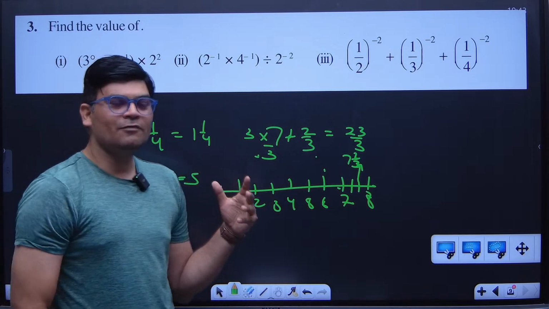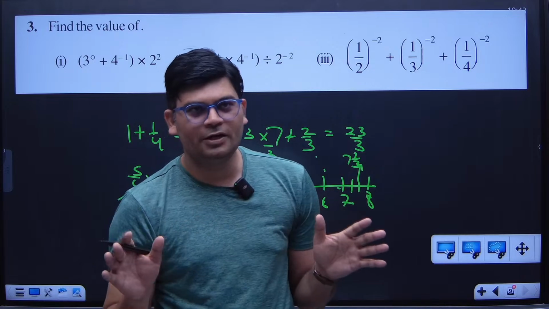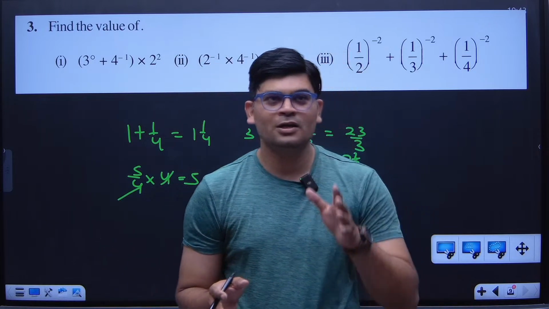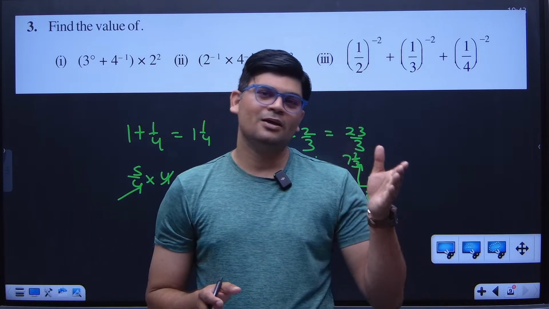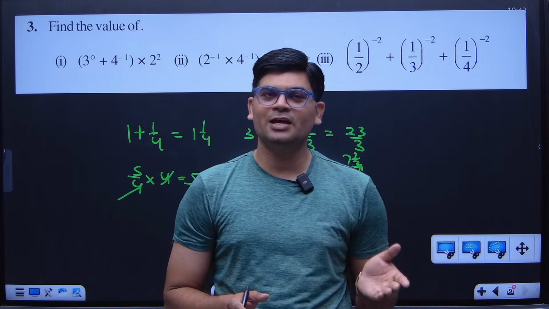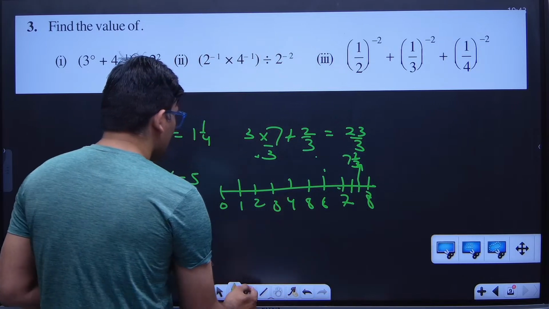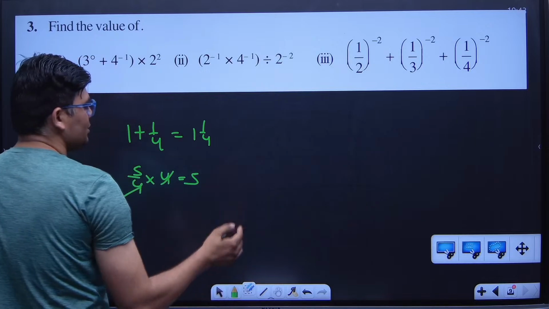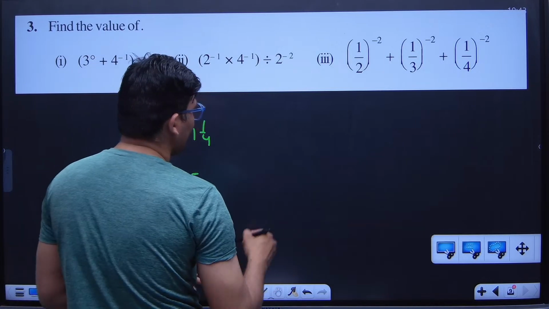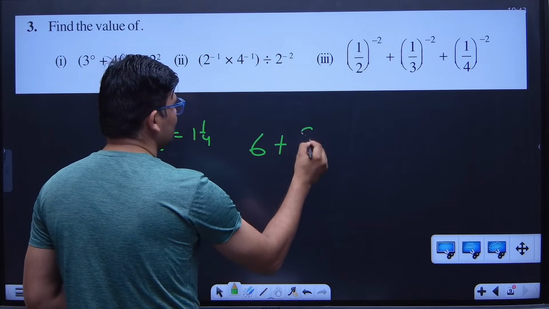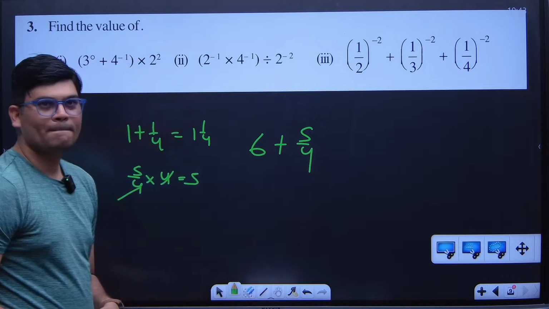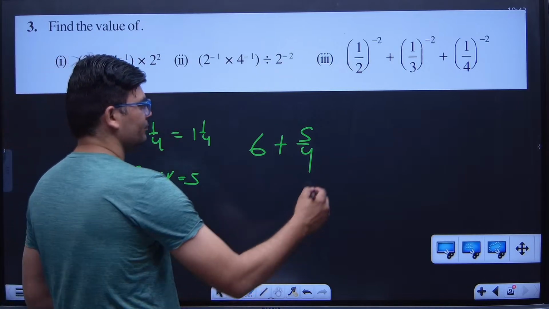So always, if the number does not have any denominator, take that number as a mixed fraction. Generally it is not allowed, but you can use it to reach your answer in the final option. For example, if I ask you, what is 6 plus 5 by 4? Tell me what will be the answer.